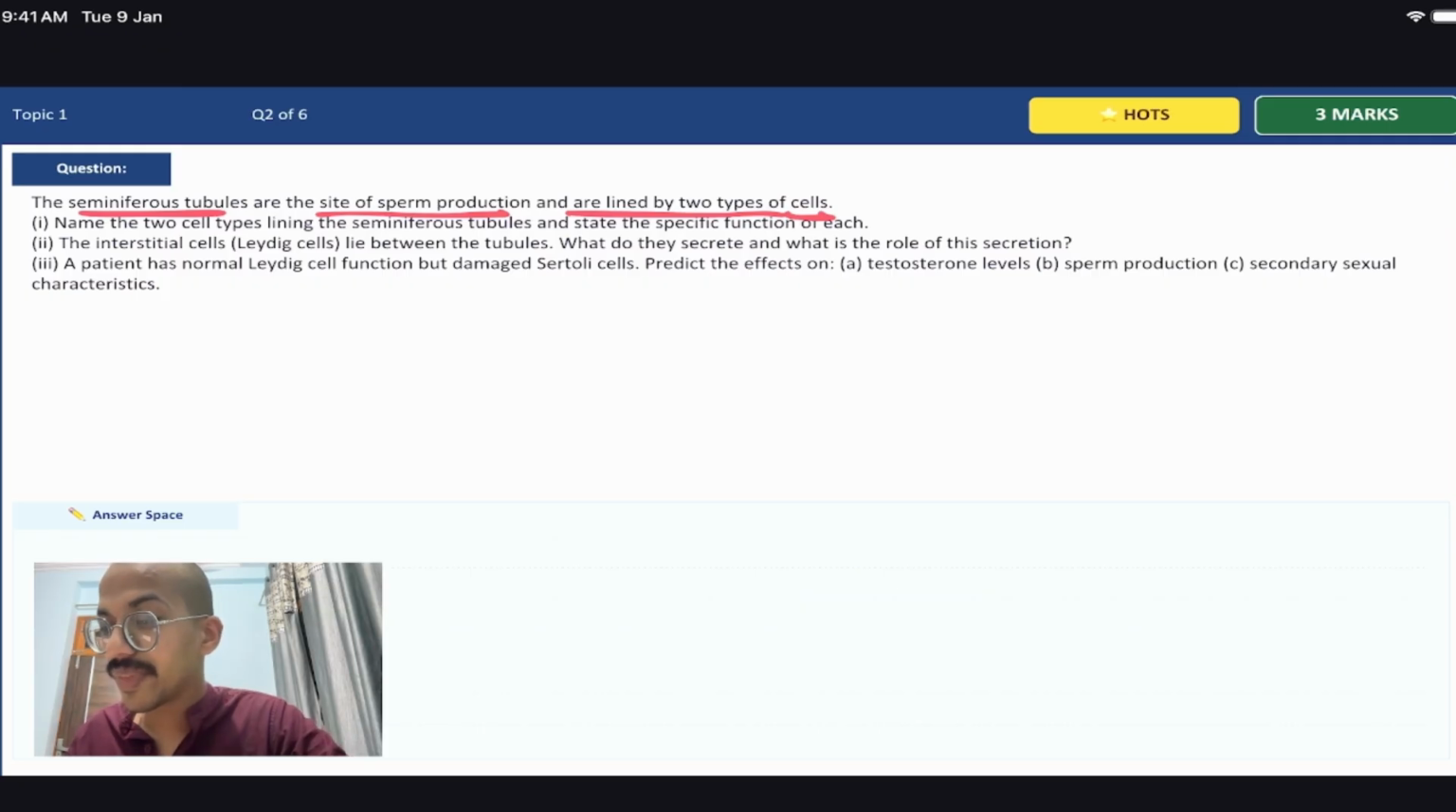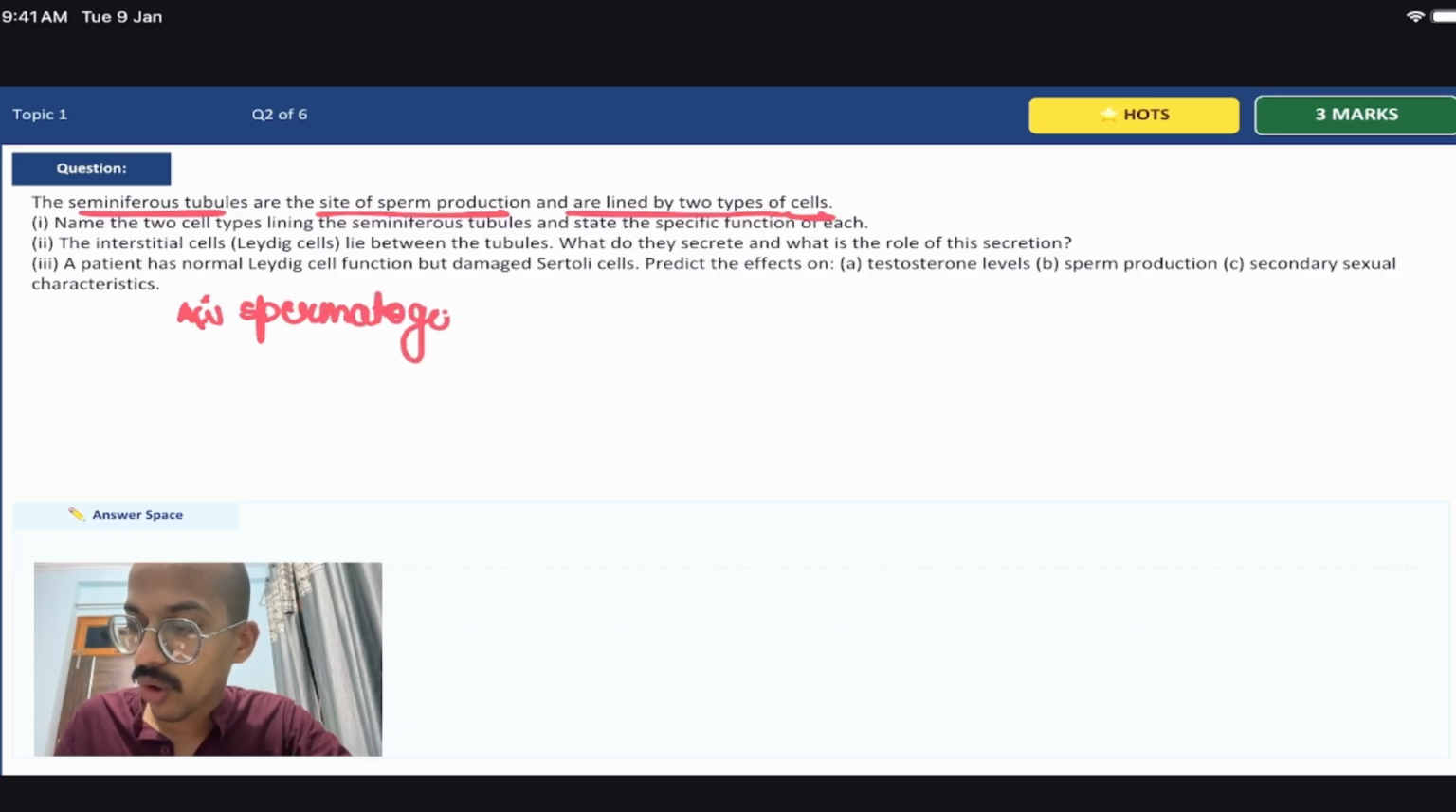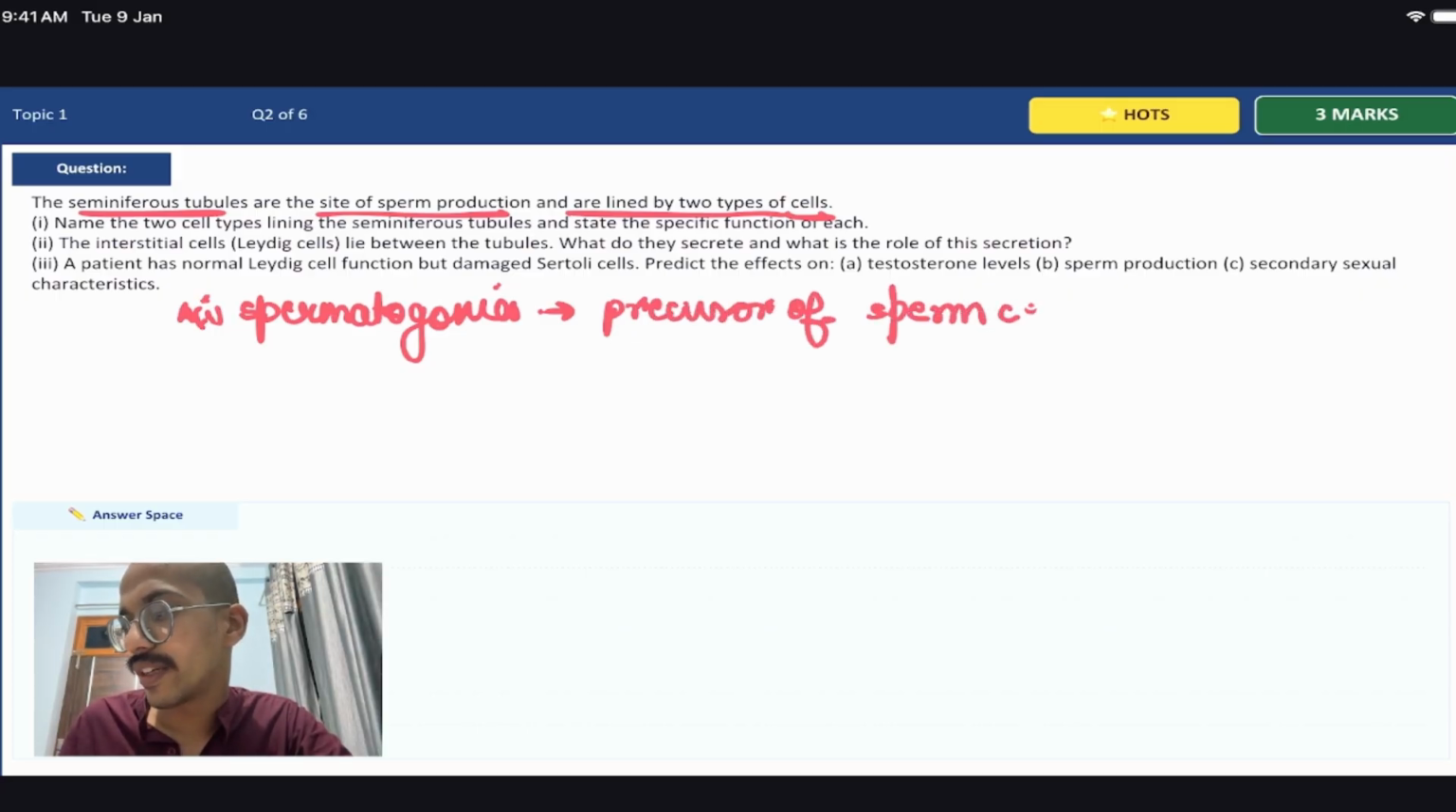Seminiferous tubules are the site of sperm production and are lined by two types of cells. That means inside them there are two types of cells. Number one is spermatogonia, which are the precursor of sperm cells, or sperm mother cells, whatever you want to call them. The second type of cell present is the Sertoli cells.